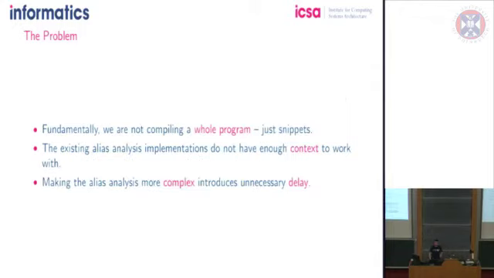Because fundamentally, what we're doing is we're just compiling snippets of a program. We're not compiling a whole program here, so we don't have information about everything. We're compiling just these IR fragments that have been pasted together and generated. It's not because they're bad, they just don't have enough context to make reasonable decisions about whether or not pointers alias. And if we made the alias analysis passes more complex, we'd introduce unnecessary delay. That's not good in an instruction set simulator that's trying to be fast. We don't want any delay.